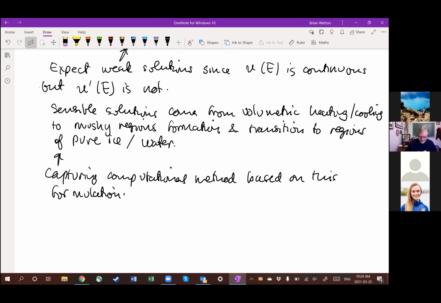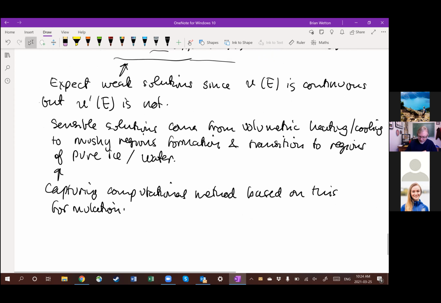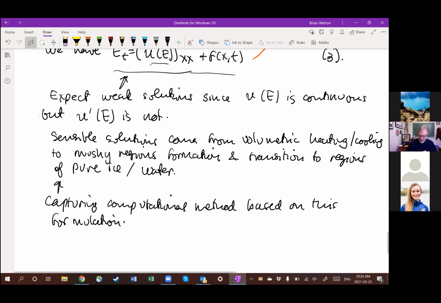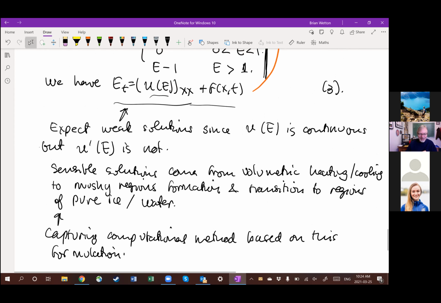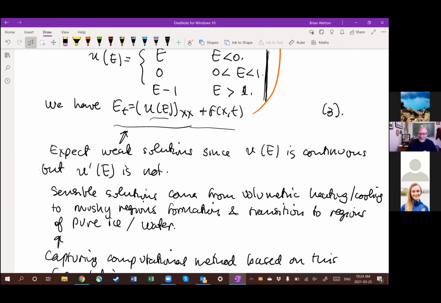Now, I want to say, and I'm going to hand wave, okay, right? Because this is not a course in computational methods. We're not going to implement this, right? Although it'd be great to do in Math 406, which I'm teaching next fall. If any of you are brave enough to take that with me, we could do some enthalpy method computations and watch our mushy regions form and our ice move back and forth.